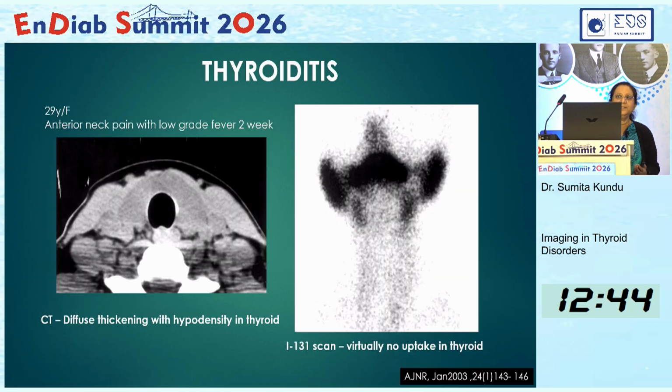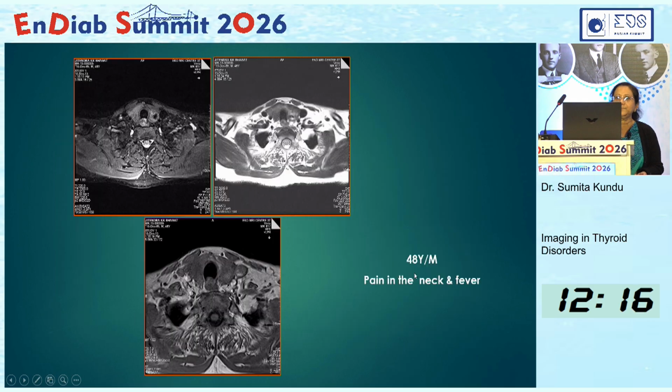In general, thyroiditis can show, like in CT scan, a diffuse enhancement of the thyroid gland, and also previously when we saw the normal thyroid, it was dense on CT. But here you see, because of edema in the swollen thyroid gland, it is showing low density on CT scan compared to the strap muscles. Here, after doing an I131 scan, there is virtually no uptake in the thyroid gland.